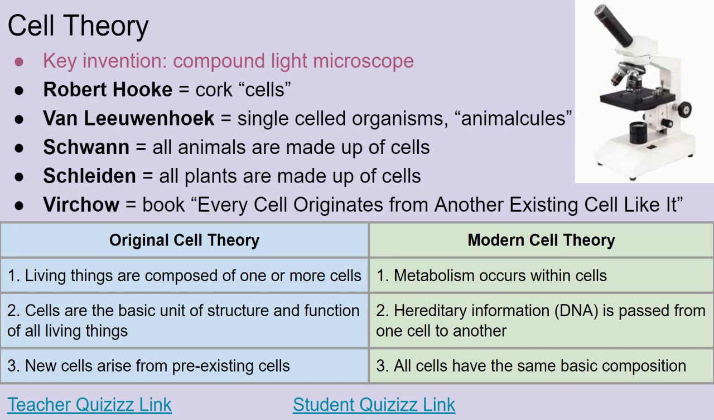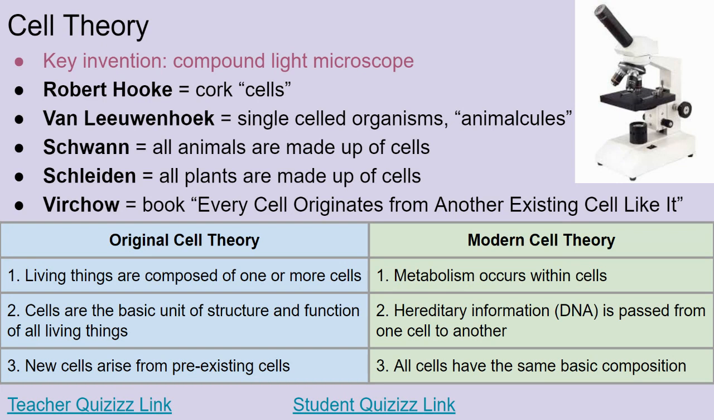Now, we remembered that Schwann was the one who said that all animals are made up of cells because Schwann kind of sounds like swan. And we said that Schleiden was the one who said that all plants are made up of cells because Schleiden kind of rhymes with garden. So we said, oh, Schleiden was in the garden.